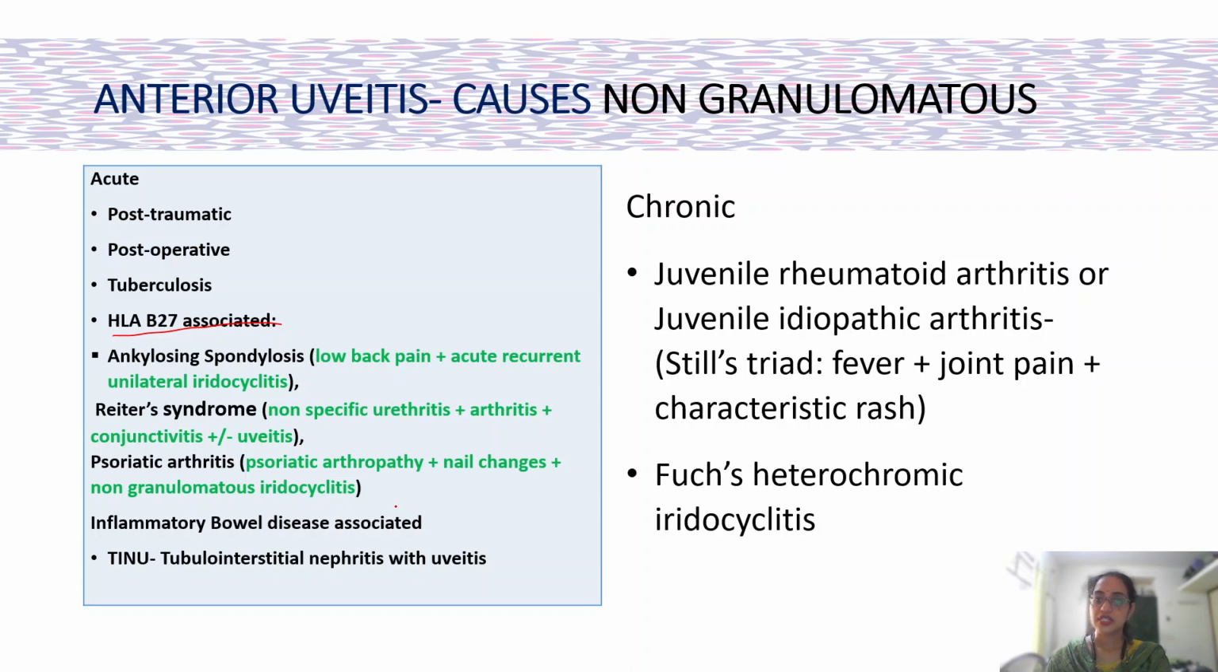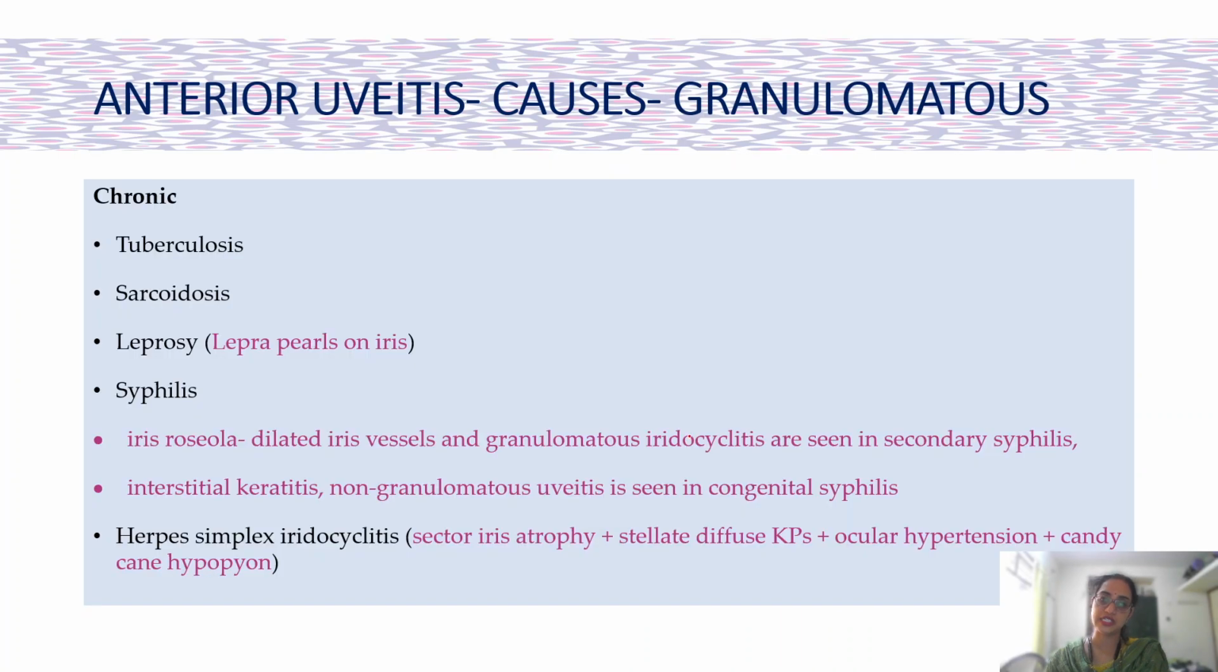The chronic causes are juvenile idiopathic arthritis, which is characterized by the famous Still's triad. It's a triad composed of fever, joint pain, and a characteristic rash. Then there is Fuchs heterochromic iridocyclitis or Fuchs uveitis syndrome, which is a very specific type of uveitis.